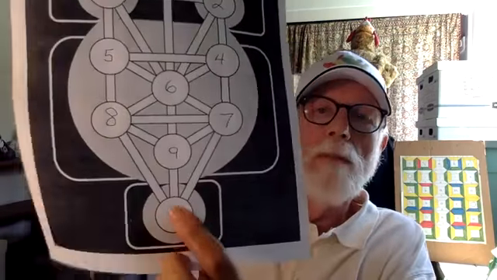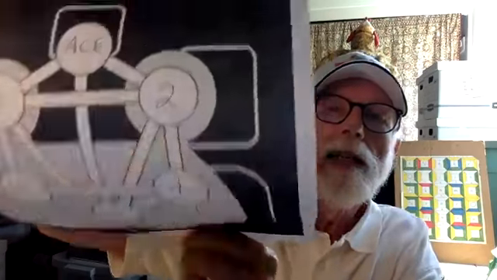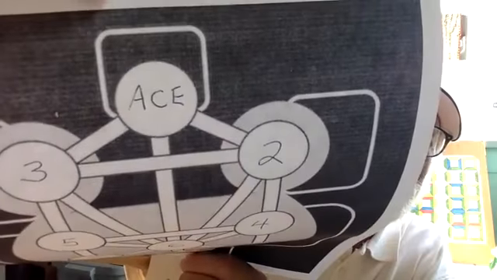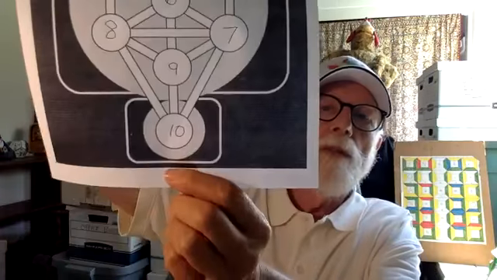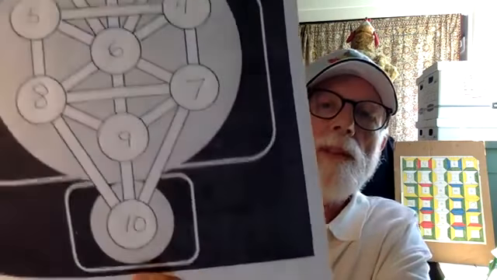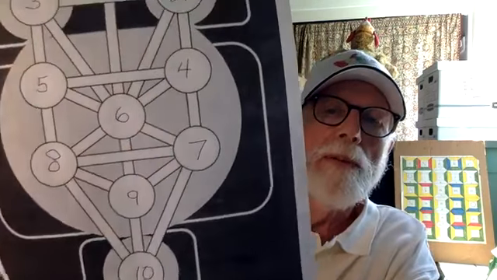Earth, Malkuth, down here in number 10, is in Kether, number 1, the ace, but after a different manner. Malkuth is in Kether, and Kether is in Malkuth, only after a different manner. But if we'd actually wake up, we'd realize they're one and the same.